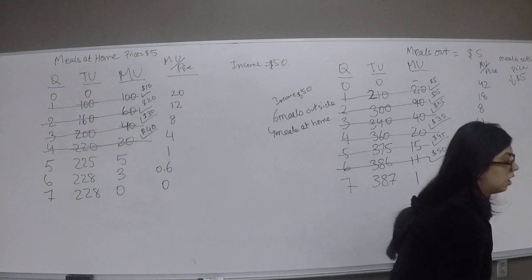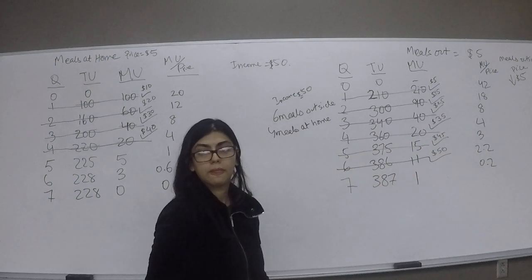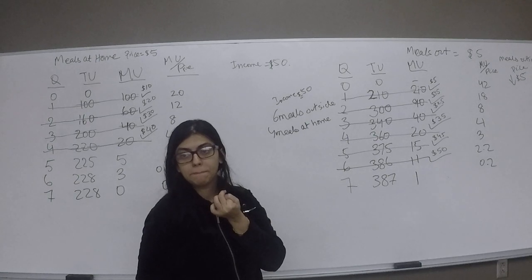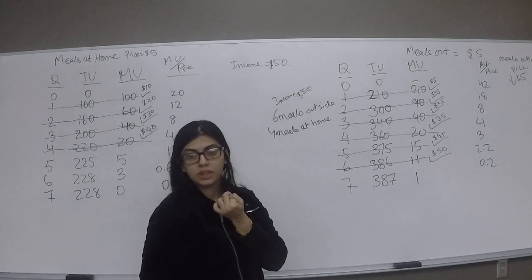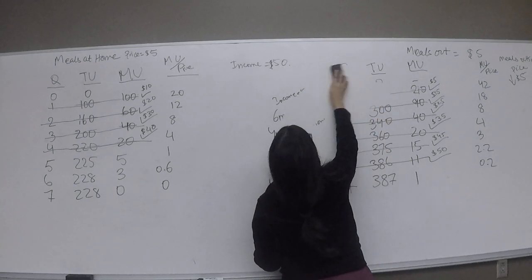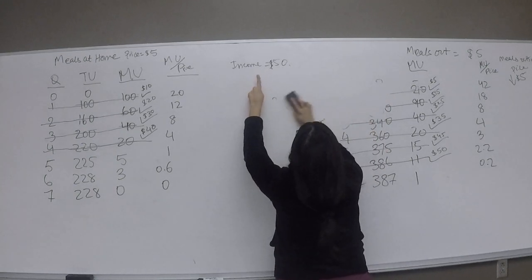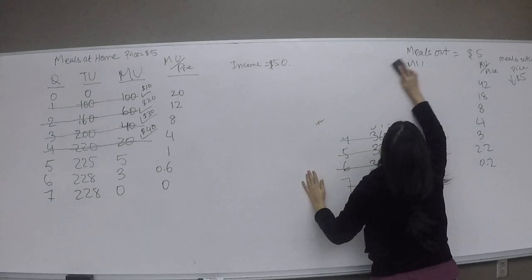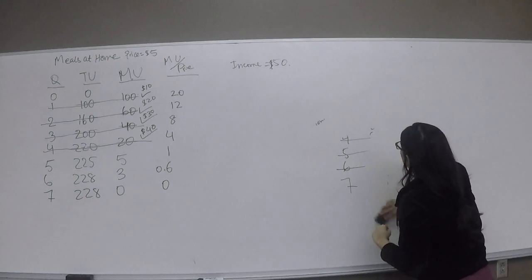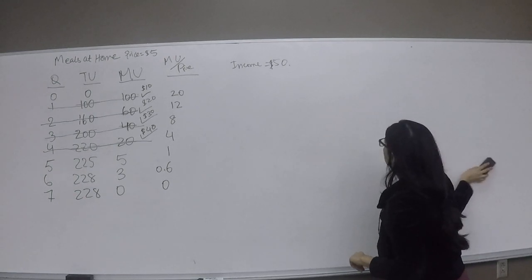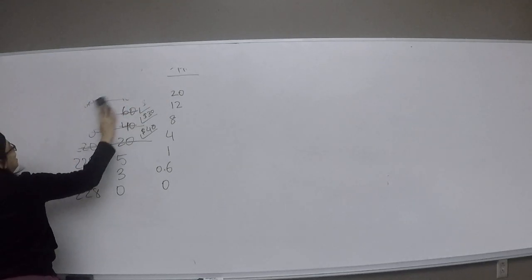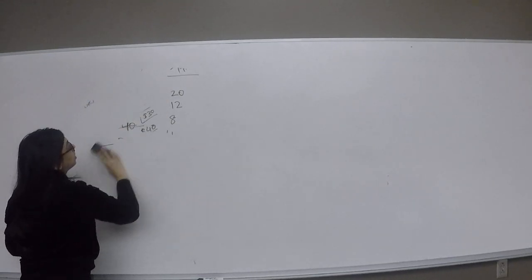On the exam you will use different values. It'll be different tables, different values, different income, different prices. Everything will be different. It won't be confusing, not if you understand it.